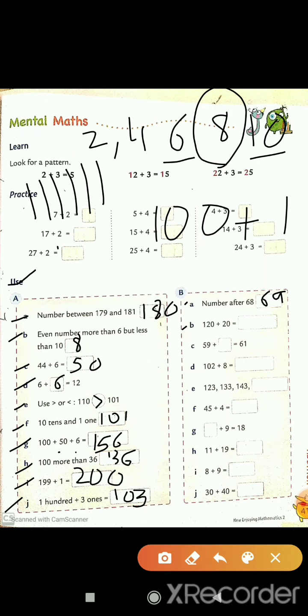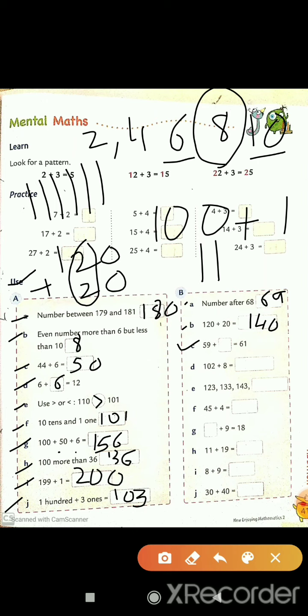Next, 120 plus 20. It gives us 140. You need to add the numbers at the place of tens and write the other numbers as they are. 59 plus dash is equal to 61. So what comes after 59? 60 and then 61. So how many are added? 2. So write here 2.